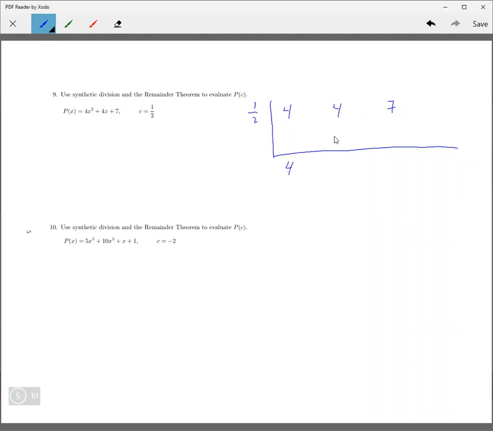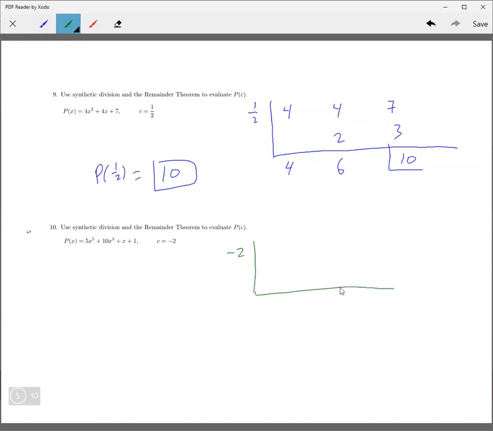Bring the 4 down, multiply, that's a 2. Add those together, that's 6. Multiply, that's 3. Add those, that's 10. Okay, and so your answer is going to be P of 1/2 equals 10, with a remainder. Okay, same thing with this one.